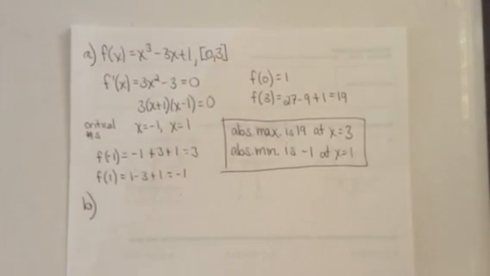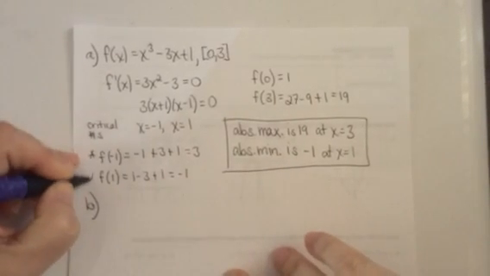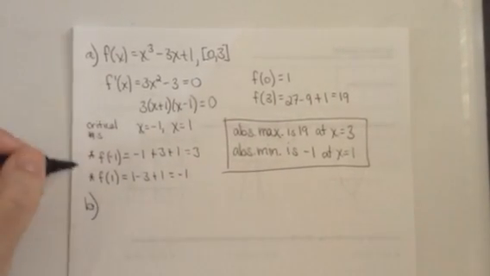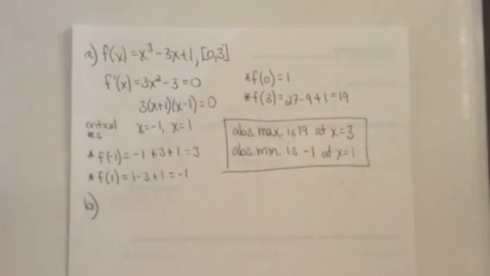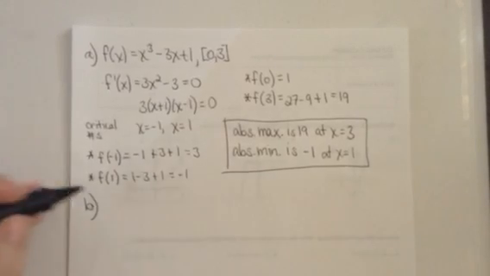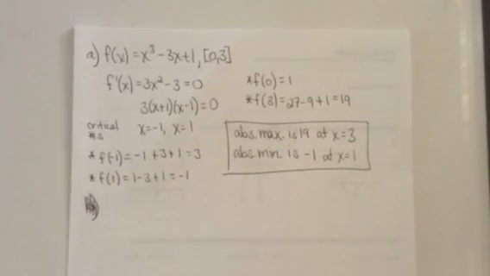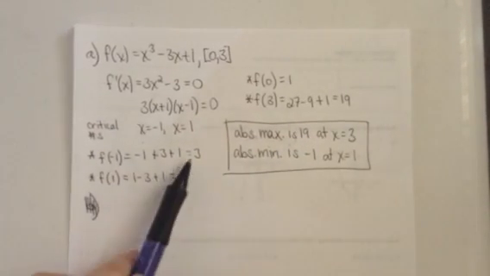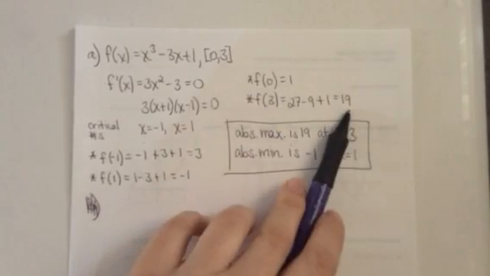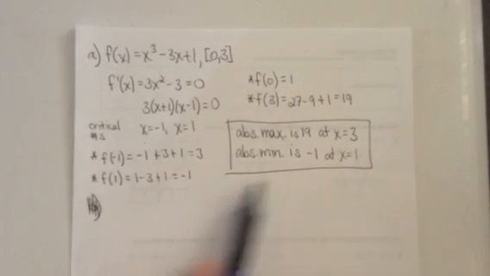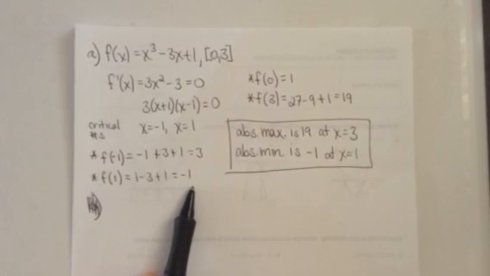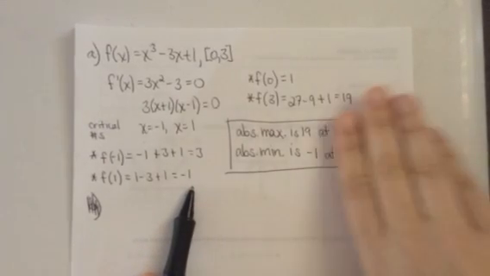Okay. Step 3 says that if I compare all of these values, any function value from step 1 and the two function values from step 2, the largest of them is the absolute max and the smallest of them is the absolute min. I'm not going to do b yet. So if I look at the function values, 3, -1, 1, and 19, the absolute max is 19, and the absolute min is -1. The question just asks you to find the absolute max and min, so you're actually okay if you stop here.